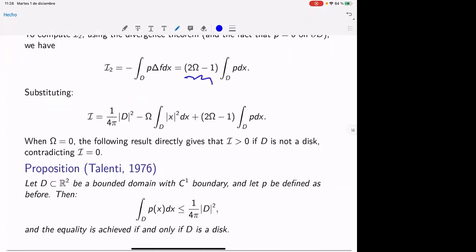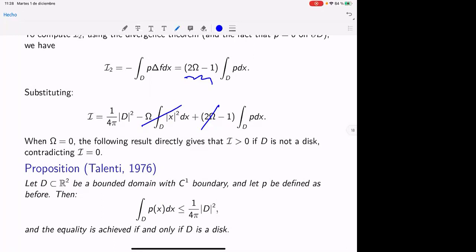And let's do first the case where omega is zero. So if omega is zero, this is gone. So we need to compare the integral of P, which is 1/4 the area of D squared. And this is already a result by Talenti, where for this P, he proved exactly this bound using radial rearrangement techniques.